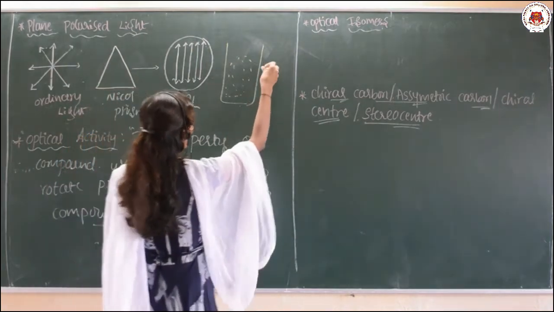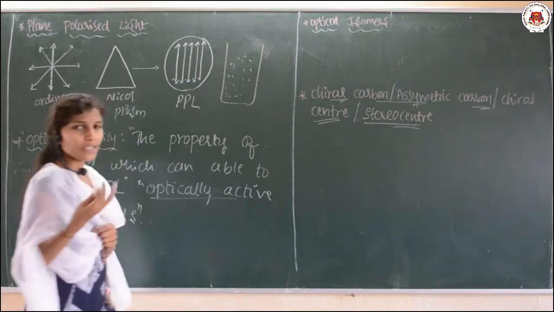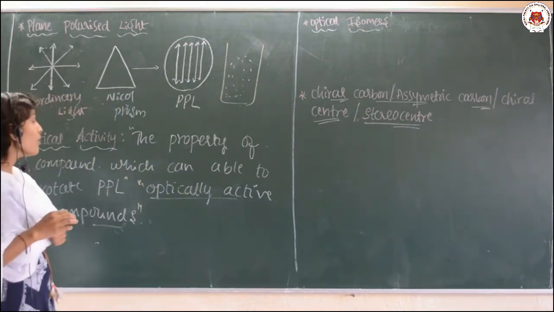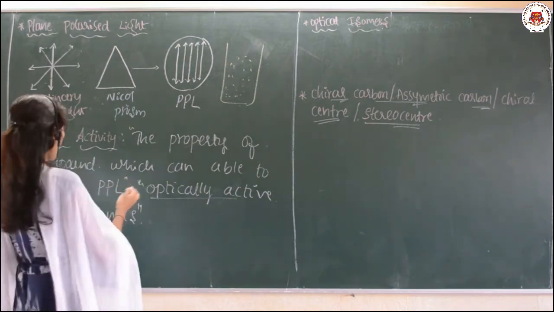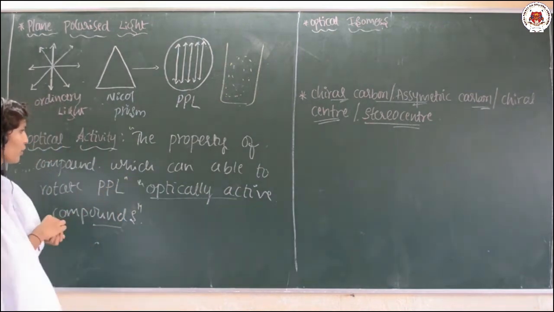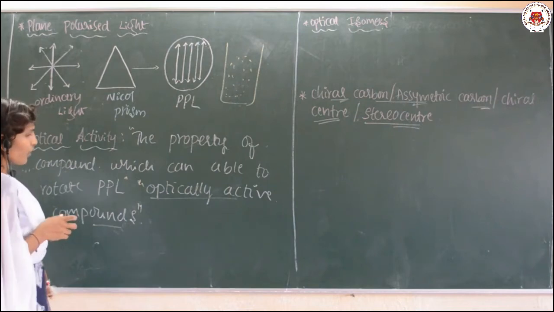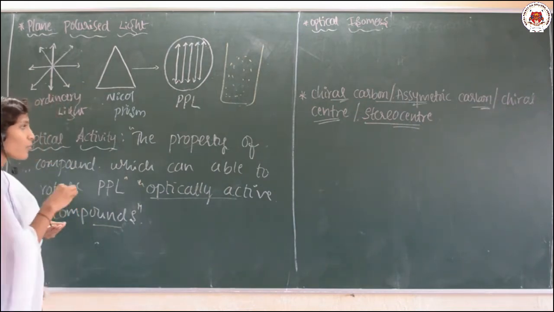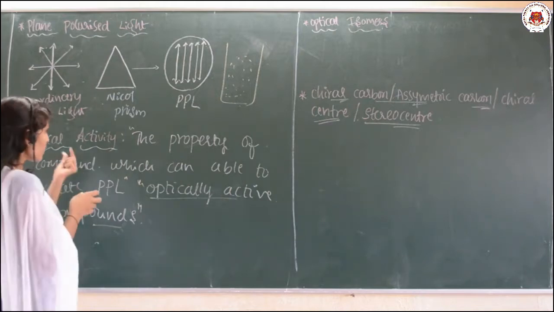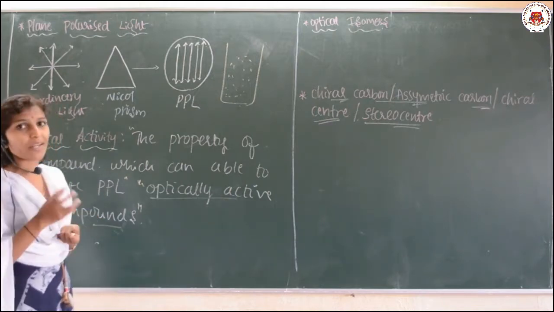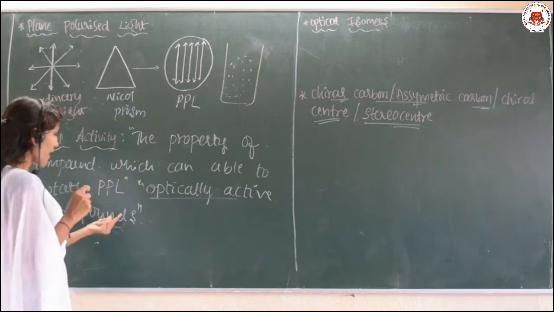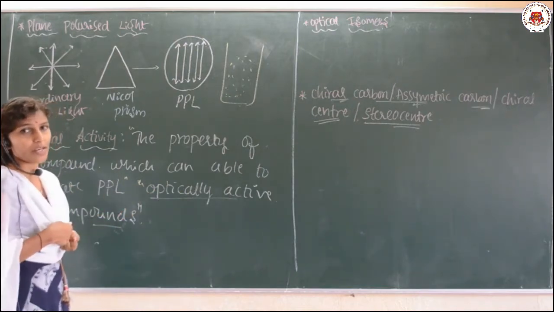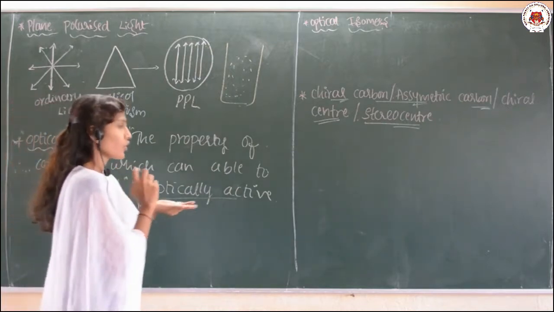It can rotate either clockwise or anti-clockwise, but that rotating property is nothing but optical activity. So the property of the compound which can rotate the plane polarized light is called optical activity, and the molecules which possess such an optical activity property are called optically active compounds or optically active molecules, as we can use the term.